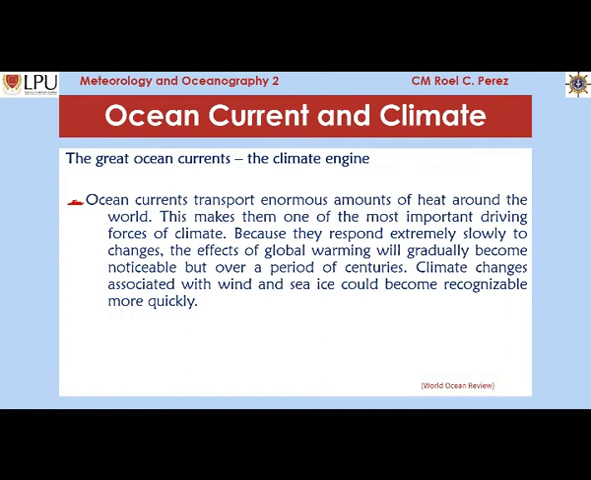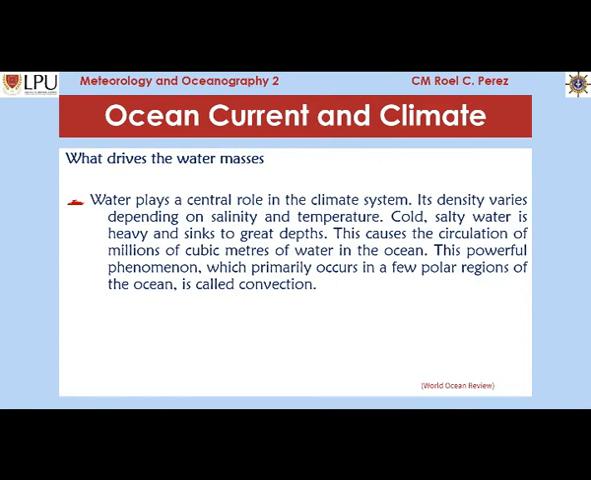because they respond extremely slowly to changes. The effects of global warming will gradually become noticeable, but over a period of centuries. Climate changes associated with wind and sea ice could become recognizable more quickly.